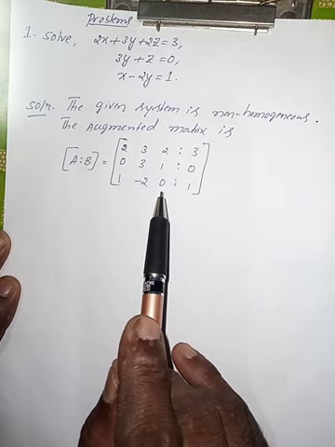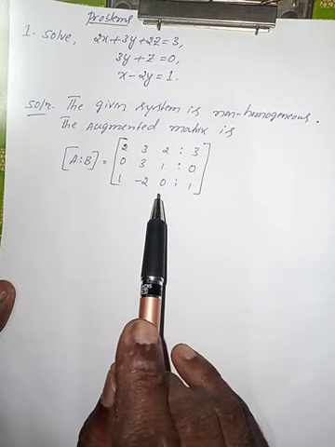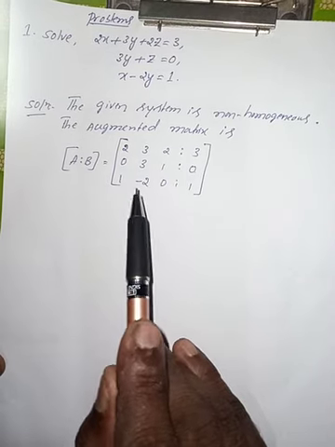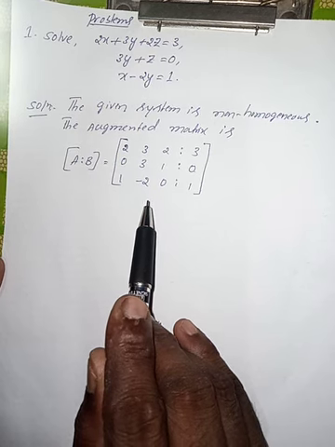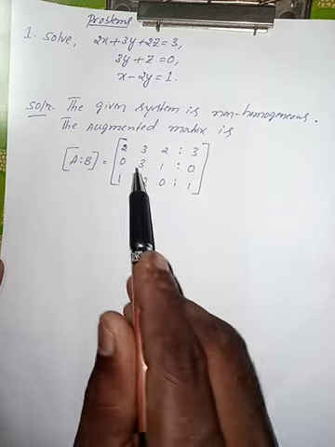So after writing the augmented matrix, we have to reduce this augmented matrix to the echelon form. You know the method to reduce it to the echelon form.